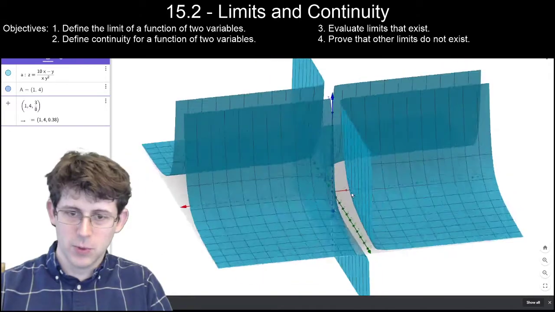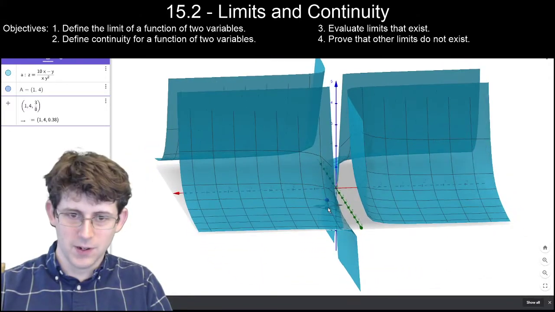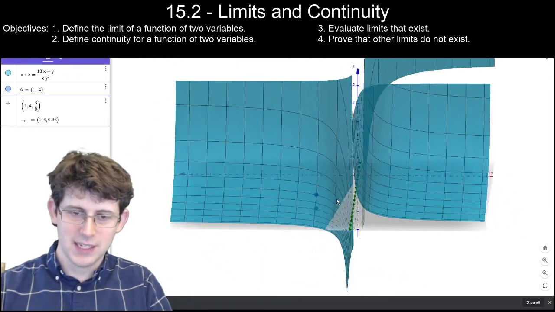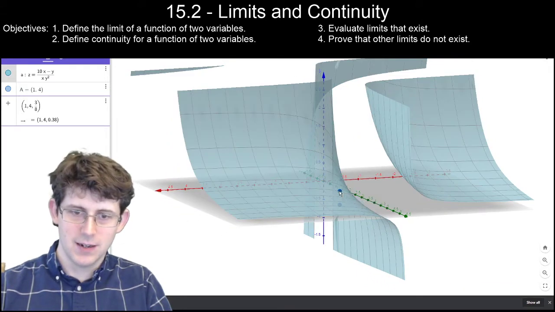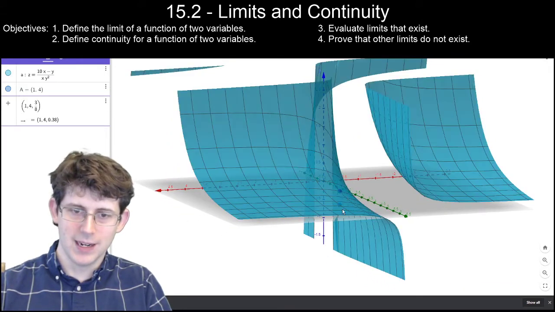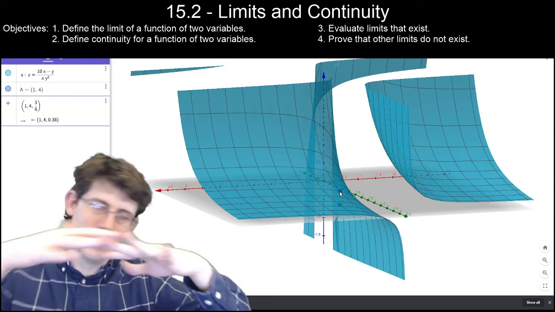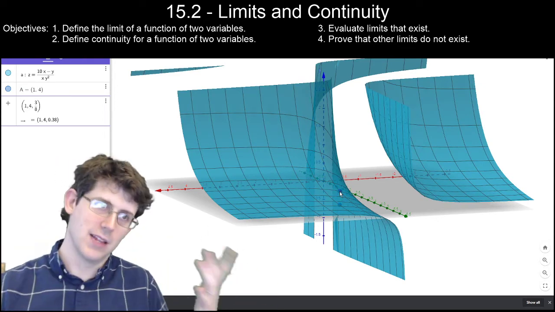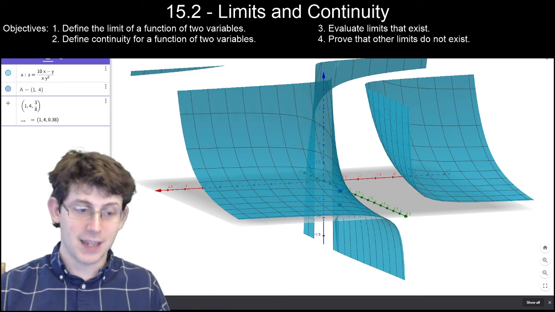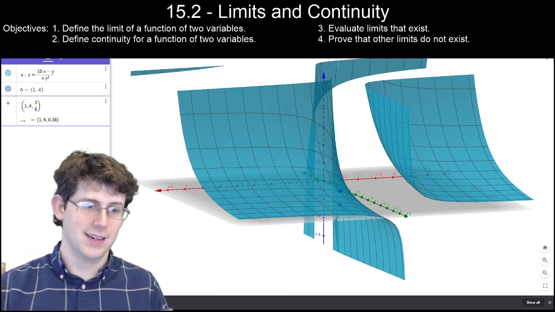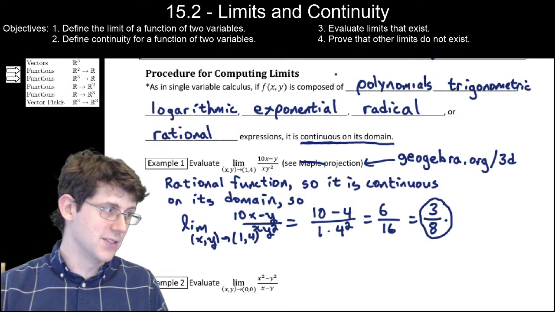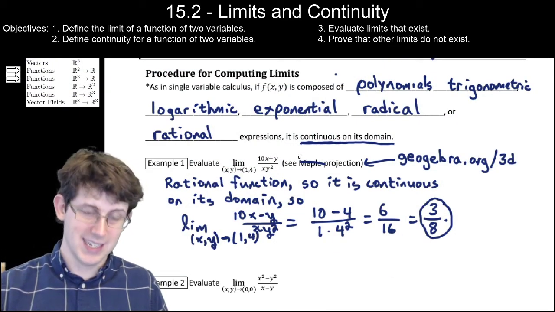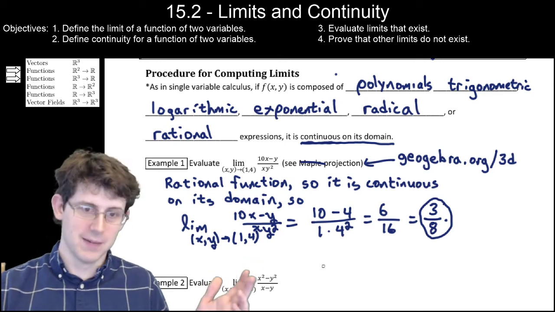So now this blue point at (1, 4, 3/8), you can see it on the surface. And no matter what direction we come at this point from, as long as we approach this point on the surface, we end up at the same z value. So the limit exists and we get 3/8. And this is the most common situation: the function has no problems at the point that you're interested in. The point is in its domain, and so you just plug in the point and you get the answer.